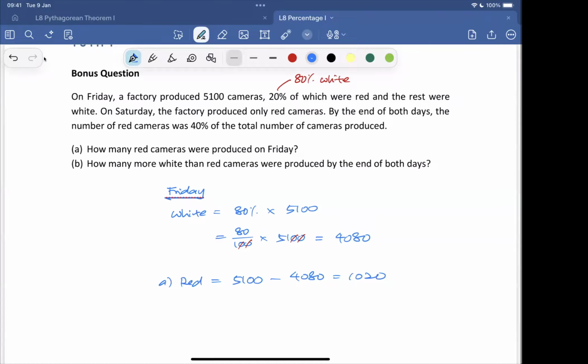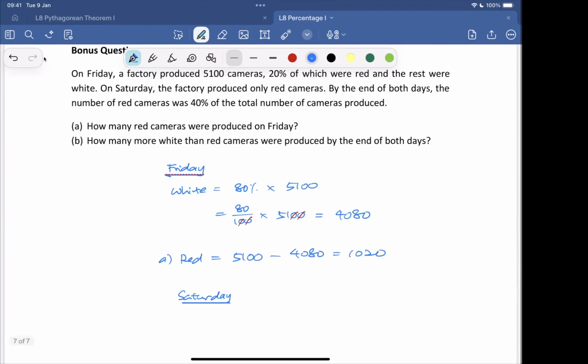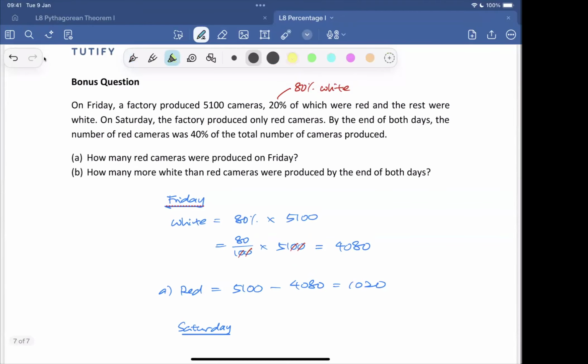Part B says, how many more white than red were produced by the end of both days? How many more? Never mind. Let's talk about Saturday. On Saturday, what color camera did they produce? What color? Only red, right? Did they produce any white? No. But in the end, they say that the red camera is 40% of the total. That means how many percent is the white? 60% will be white. Correct.